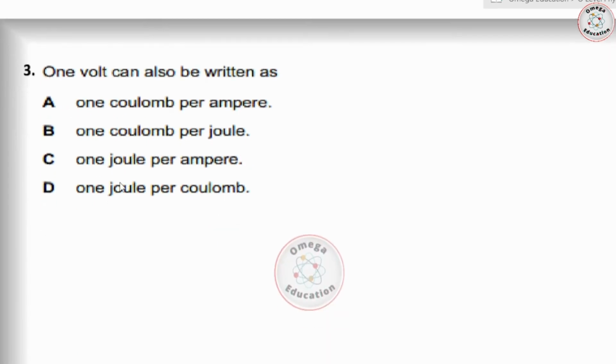Here's another question that we have. 1 volt can also be written as, so if we have the formula for volt, you can write it as W over Q or E over Q. In calculations, we don't really differentiate between EMF or potential difference. Energy is measured in joules and charge is measured in coulombs, so it would be joules per coulomb. And that would be option D. So D would be the right answer in this case.